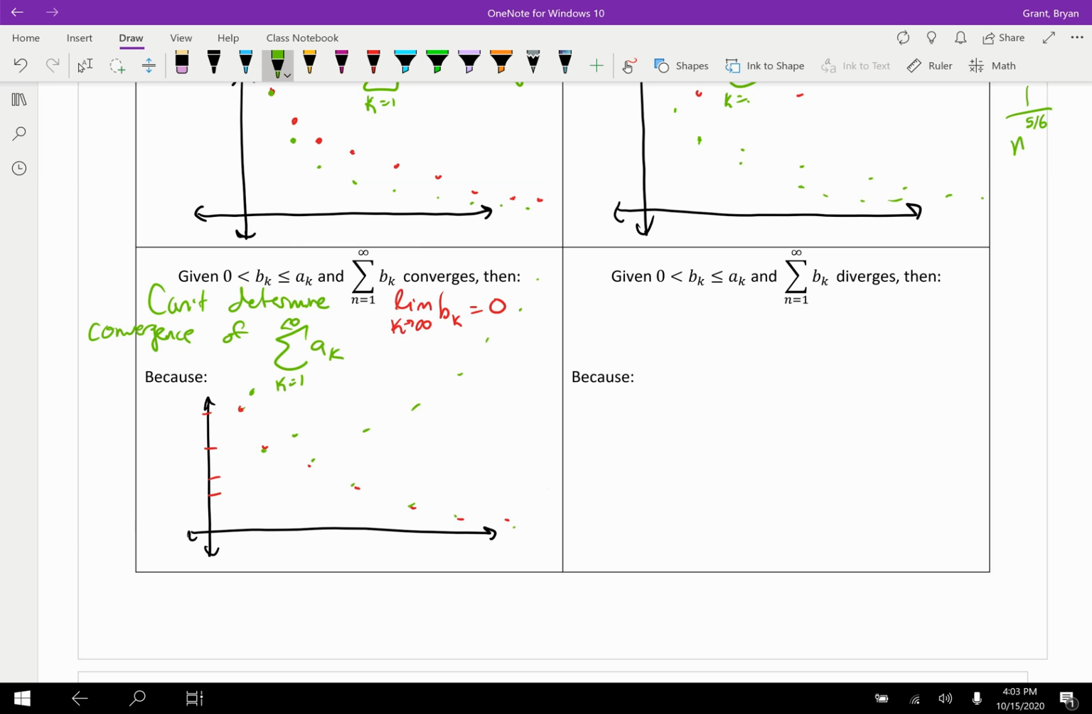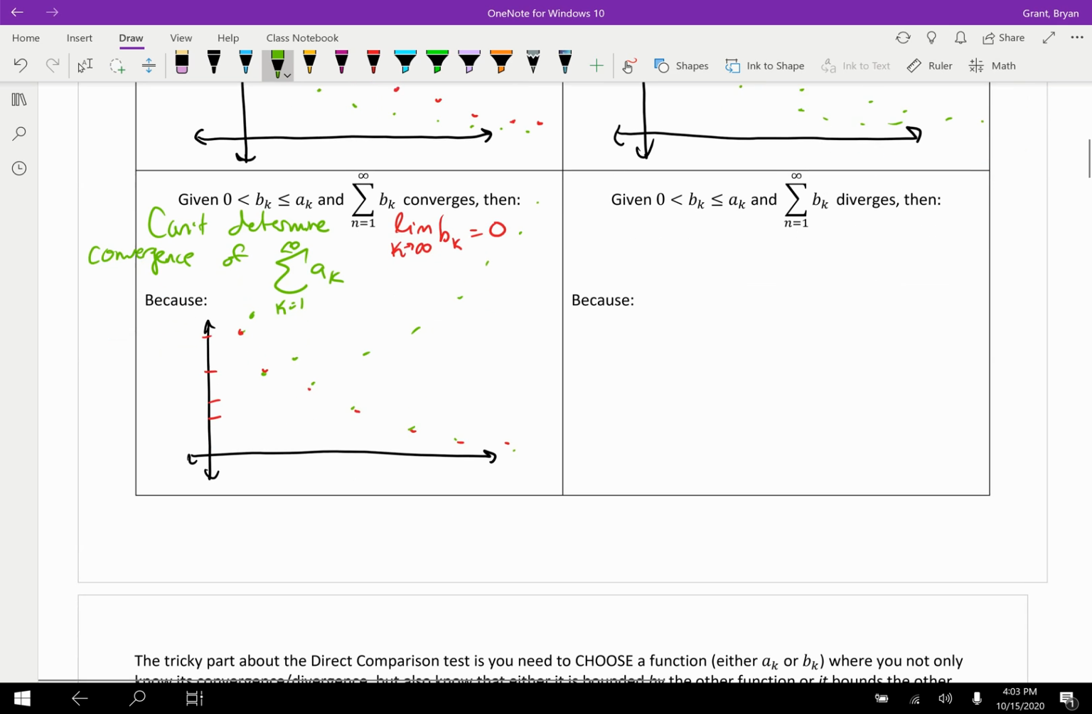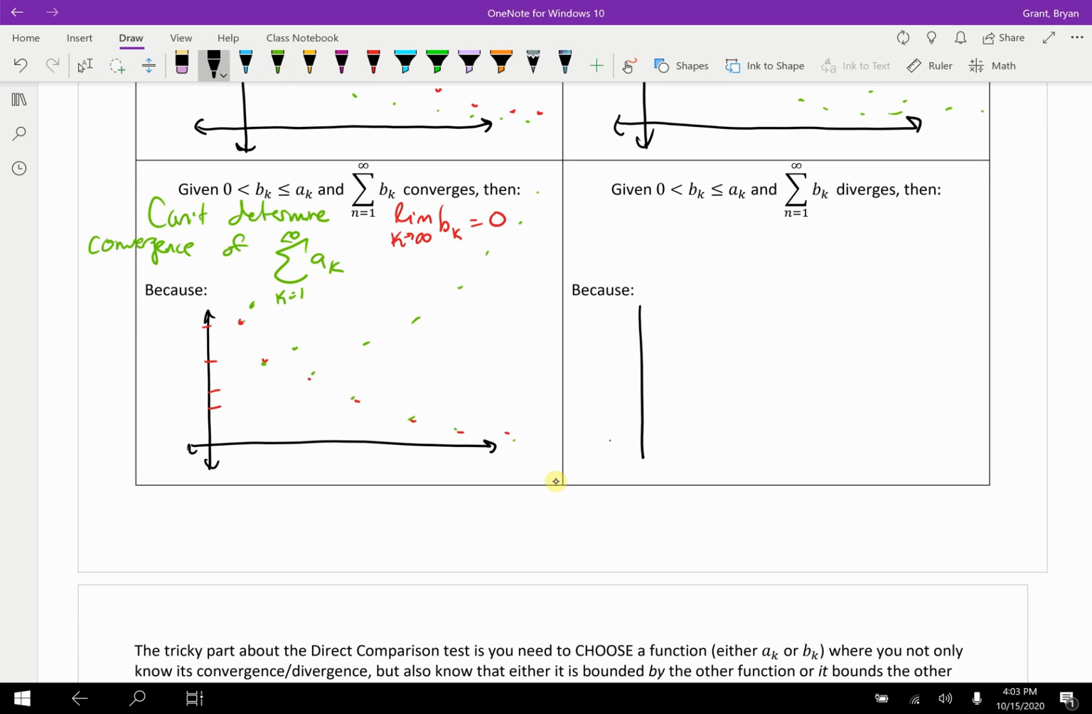But then let's look at this last one. All right, at least there is some symmetry in this. Again, similar setup to the one that we just did. So again, I'll sketch a nice little graph over here. And now we know that b sub k is smaller than a sub k, and b sub k diverges. So I'll give you a pretty obvious graph first. If it diverges, then what if my graph looked something like this? Right? Diverges because we're adding up values that are larger and larger every time. And if a sub k is above this, well then a sub k has to have even larger values that we're adding up. So clearly a sub k is also going to diverge.